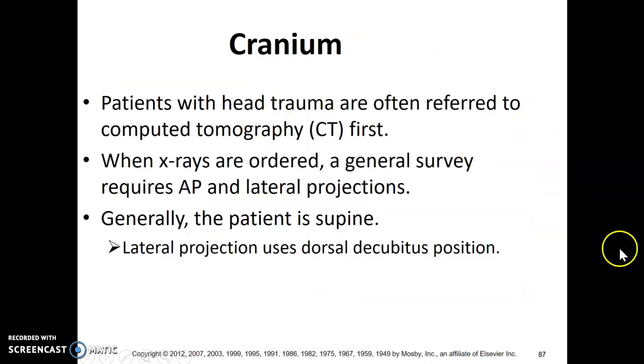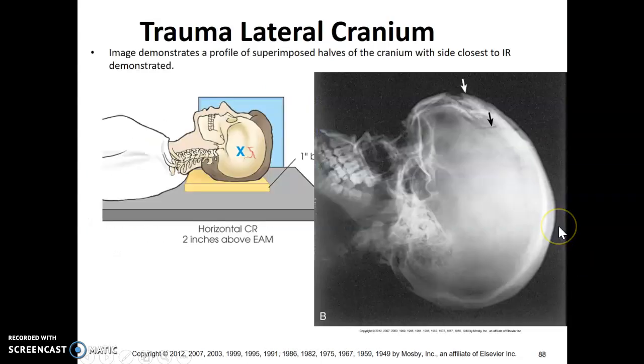Cranium. Most of your head trauma patients, they're going to CT, but sometimes x-rays are ordered. So cross-table lateral skull. If your patient's a trauma patient, if they're in a neck collar, obviously you're not going to sit them up or stand them up or put them prone or anything for skull work. So you're going to do a cross-table lateral skull. Same thing, all right? Same central ray.